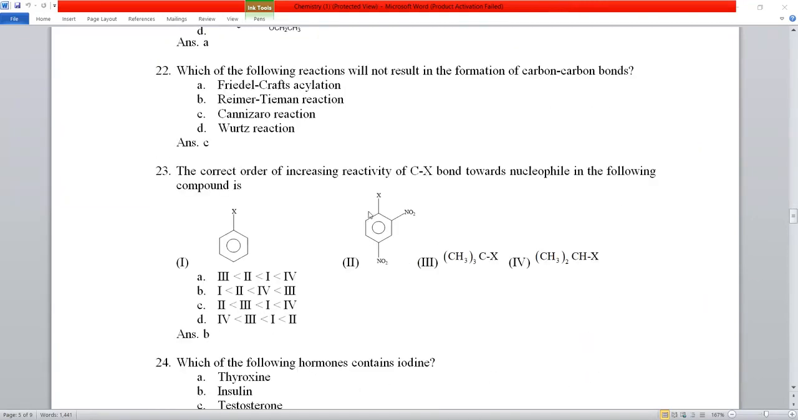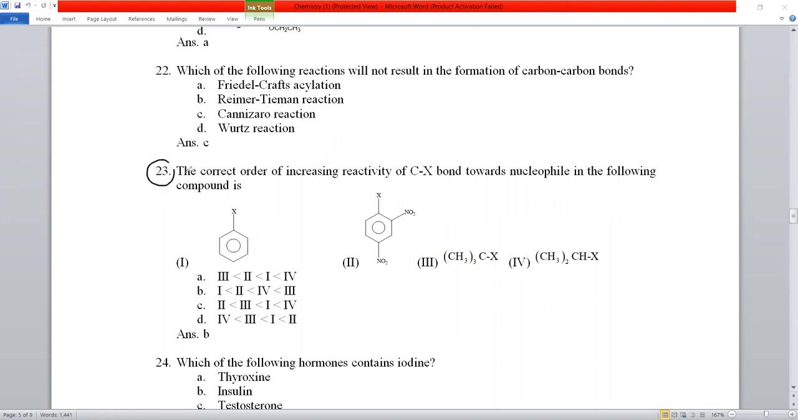Question number 22. Which of the following reactions will not result in the formation of a C-C bond? In Friedel-Crafts alkylation, C-C bond formation takes place. In the Reimer-Tiemann reaction, salicylaldehyde is formed, also with C-C bond formation. In the Cannizzaro reaction, as we just saw, there is no C-C bond formation. The Wurtz reaction also has C-C bond formation. So the answer should be C. Why? Because the products obtained are alcohols as well as carboxylates, so there is no C-C bond formation.